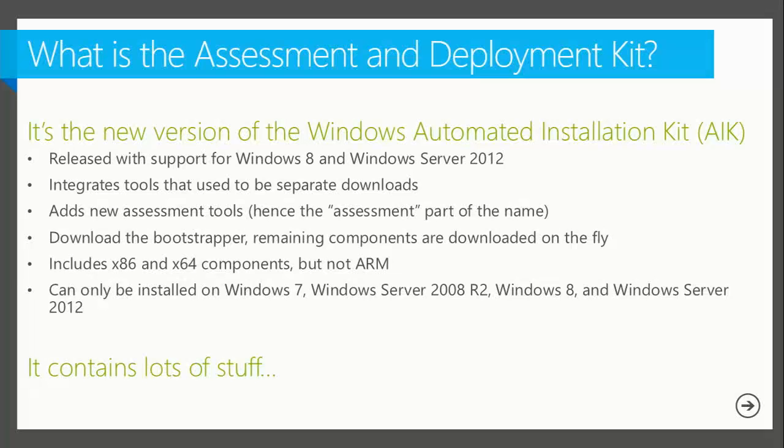If you were to select everything, you would probably download well over a gigabyte worth of stuff. The biggest one is still Windows PE. Downloading the boot images are going to take a little bit of time, but depending on what you select, it'll tell you how big the download is going to be.